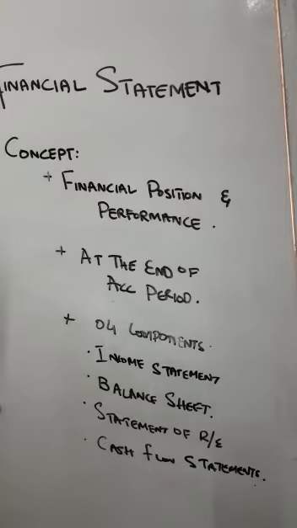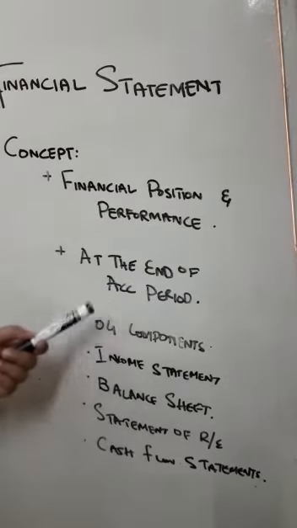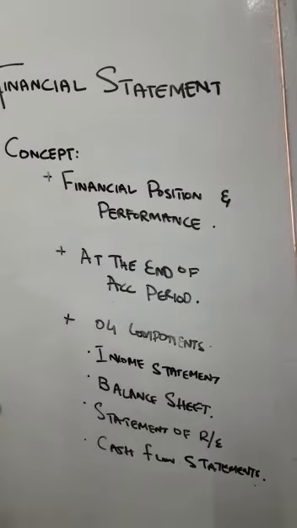this financial statement is to communicate the accounting information to the internal and external users of the information. So here it's going to depict financial position and performance of any organization, and it is going to be prepared at the end of the accounting period.